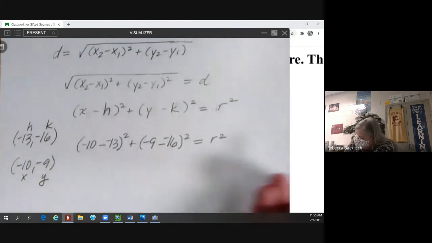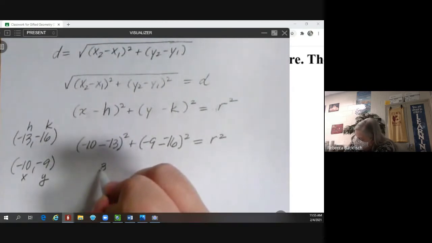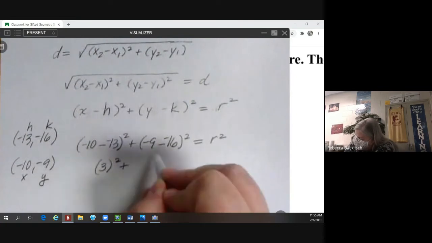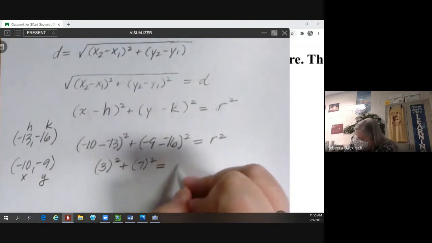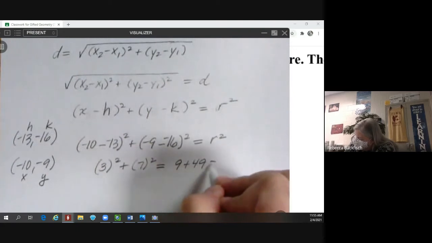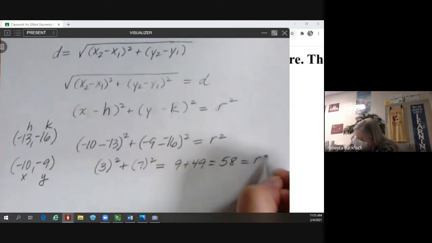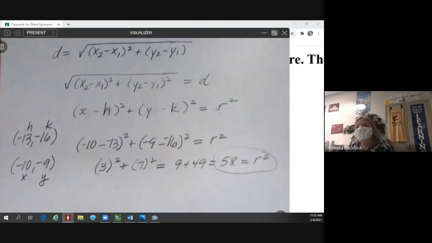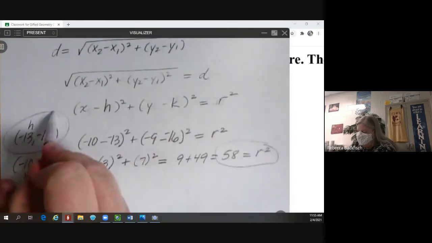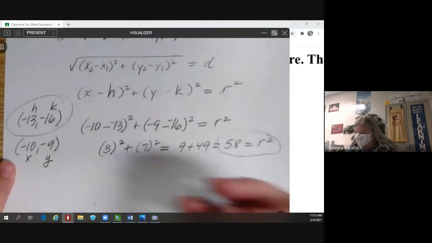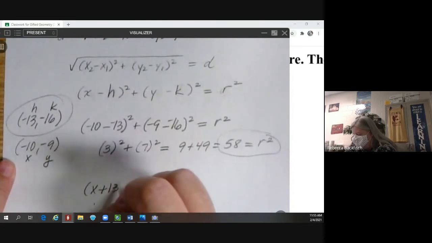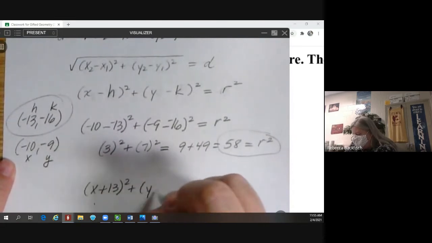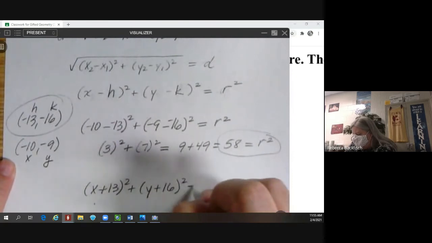So negative 10 minus negative 13 is 3. Negative 9 minus a negative 16 is 7. That's 9 plus 49, which is 58, and that's equal to r squared. So now I know the center, and I know r squared, and I'm ready to write the equation. (x minus a negative 13) squared plus (y minus a negative 16) squared equals 58.